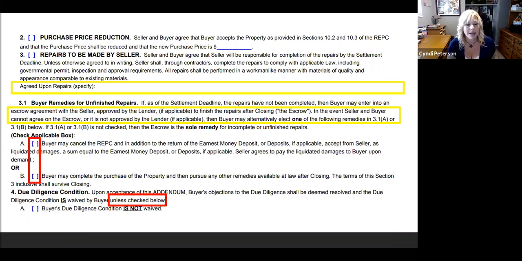But if there were other tests that were still being done and hadn't come back yet, you would want to check this, that the buyer's due diligence condition is not waived. So be really careful with that form. Make sure if you're using that you are checking what applies for your buyer and keeps them safe. A lot of information I know, but a lot of people don't even know how to use the form or know it's there. That's why I bring it up. A lot of this stuff you're probably not going to use very often, but I just want you to be aware that it's in there.